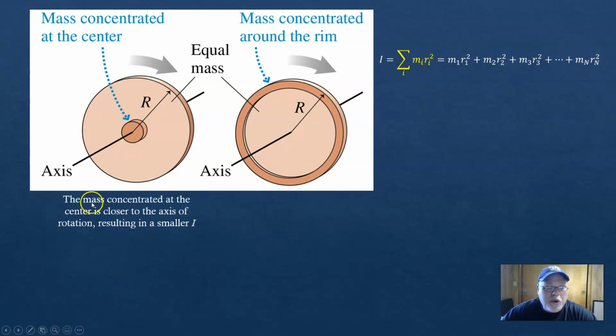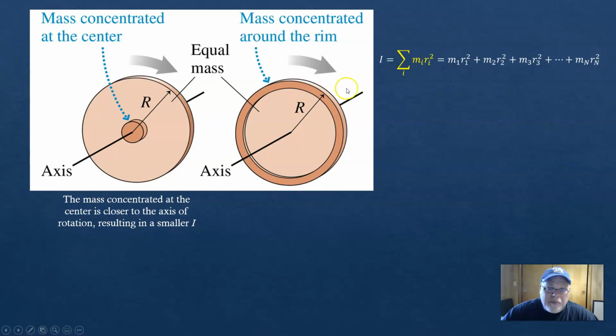Well, let's think about what this equation implies for these two situations. This guy, most of his mass is concentrated at the center. That means that it's closer to that axis of rotation. In other words, that mass that's at the center has really small R values, okay? So you're not going to get as big of a contribution to the moment of inertia. And so because that mass is concentrated towards the center, it's going to have a smaller moment of inertia.